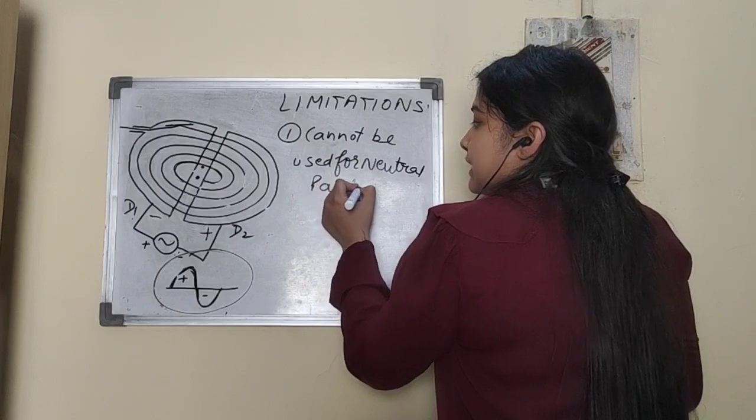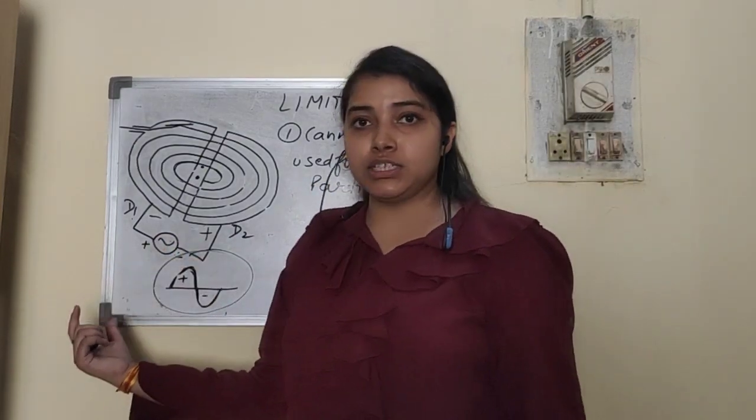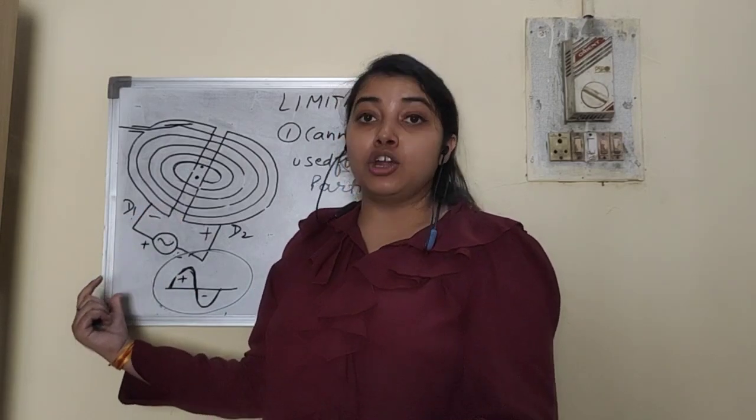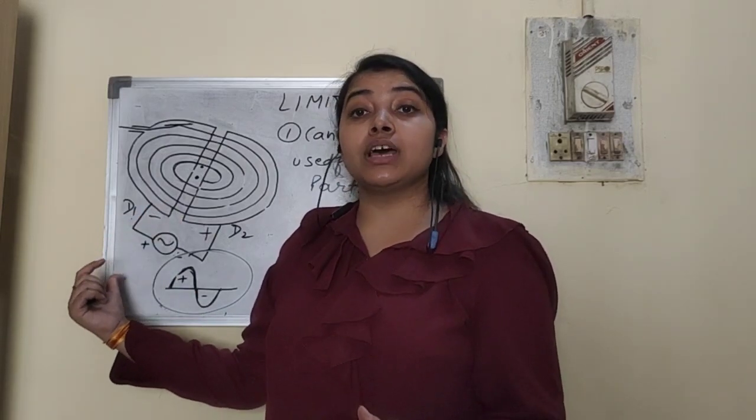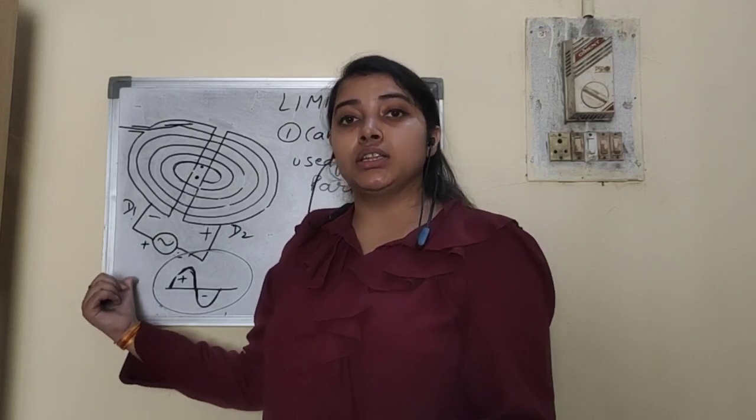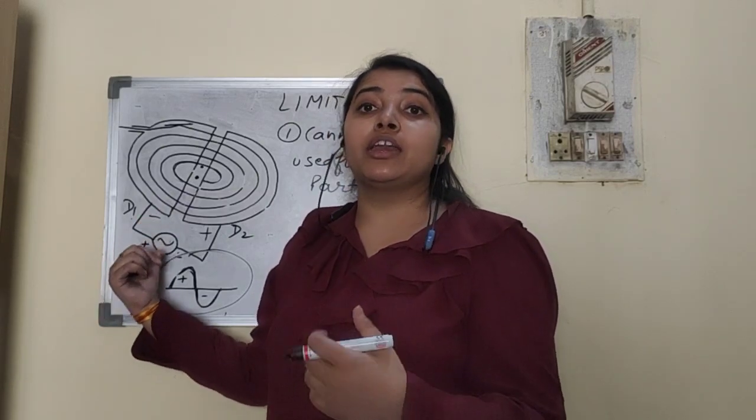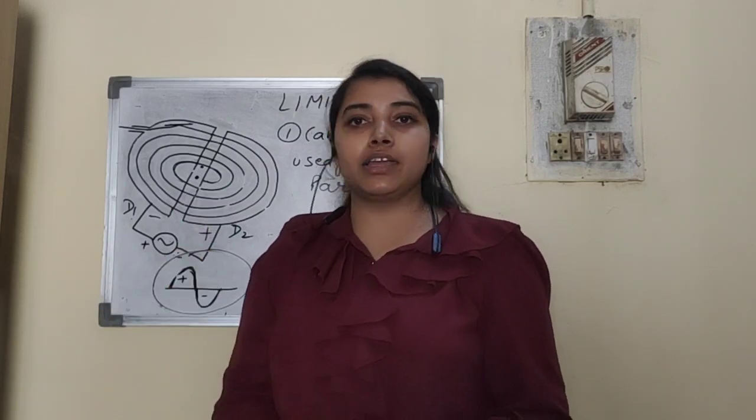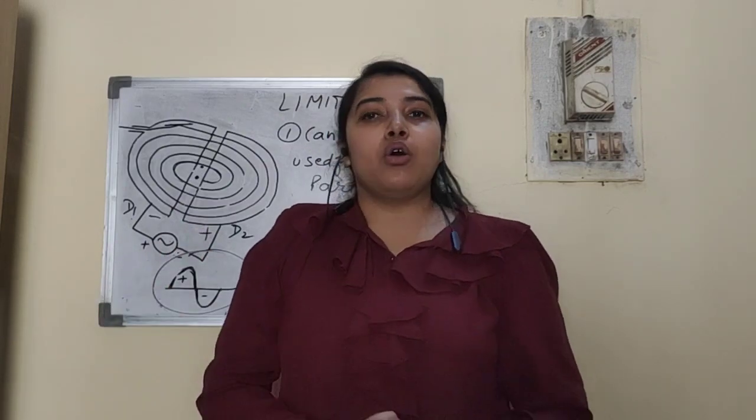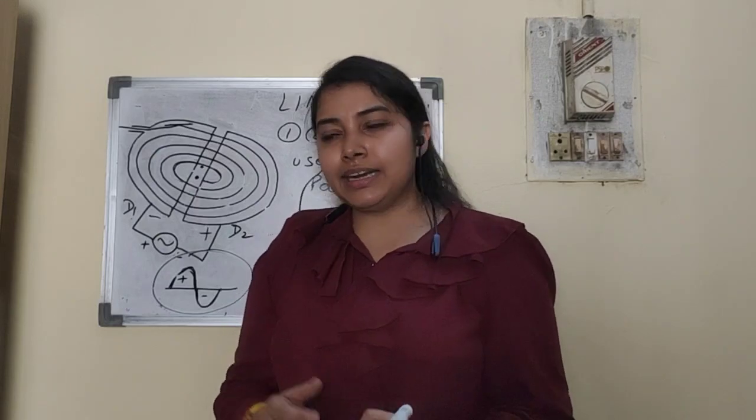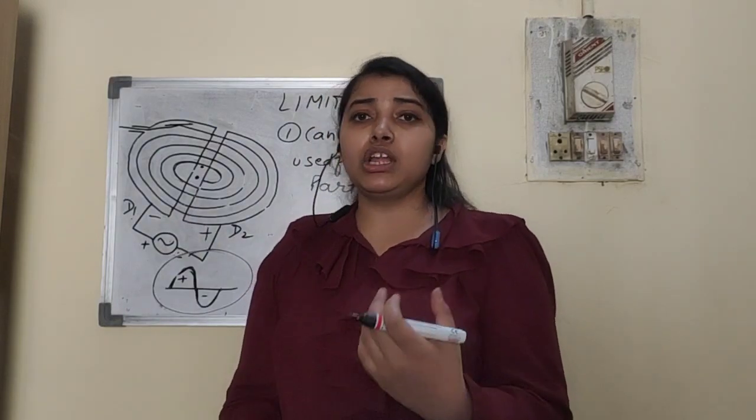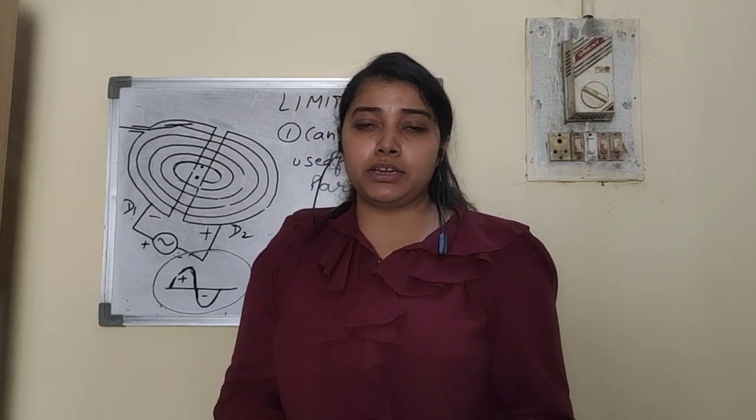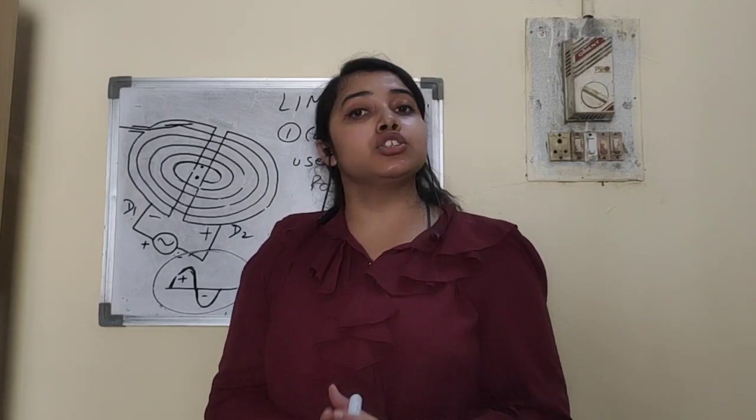So my question is, can you use the cyclotron apparatus for neutrons? No, you cannot use this apparatus to accelerate neutrons, because neutrons are neutral particles. You can use this to accelerate protons, but not neutrons. Now my question is, can you accelerate an electron with the help of a cyclotron? You might be thinking yes, because an electron is negatively charged and a negatively charged particle can be accelerated. But my answer is no.